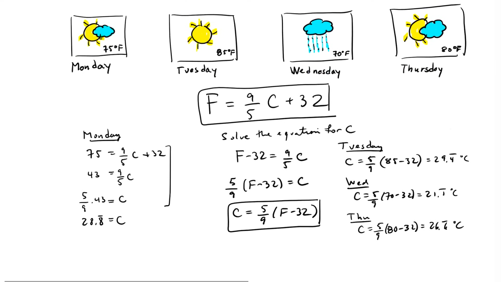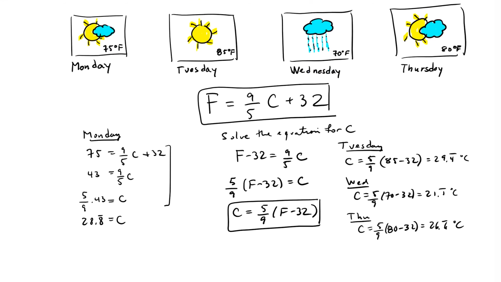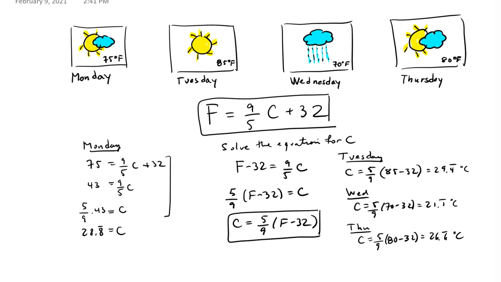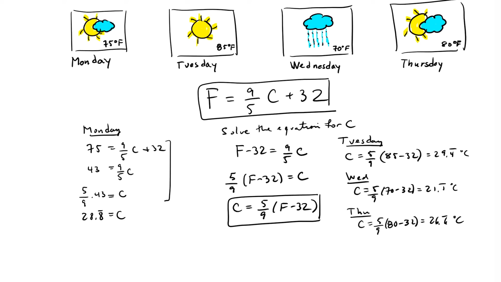The point is that now, instead of plugging in Celsius into my formula, I'm plugging in Fahrenheit and immediately getting Celsius. So what has happened here? Initially we had an equation where everything's solved for F. So here F is a function of C. Okay, give me C, I'll give you F.